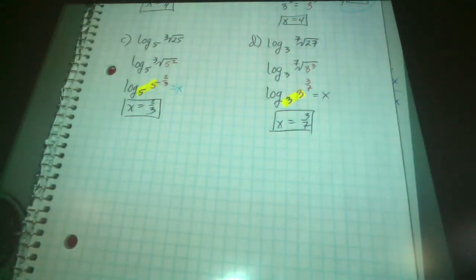Oh, yeah, 3 over 7. It is 3, yeah. So what's the answer that we got? 3 over 7. Everybody agree? 3 over 7? That's not so bad. Not so bad, right?